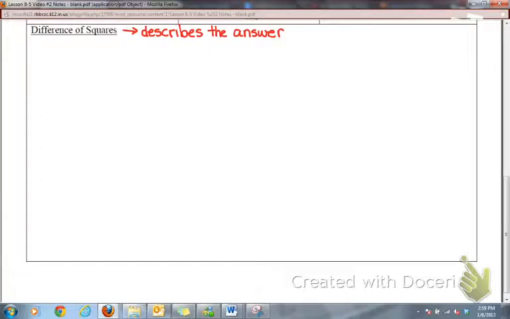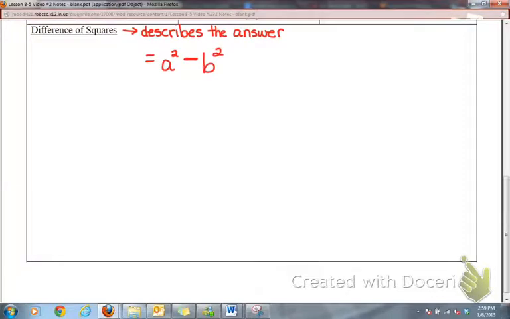With difference of squares, like I said, it's describing what the answer looks like. And so in symbols, the answer here looks like a difference, a subtraction problem, of squares. So it's a difference of 2 squares. And we write that a squared minus b squared.